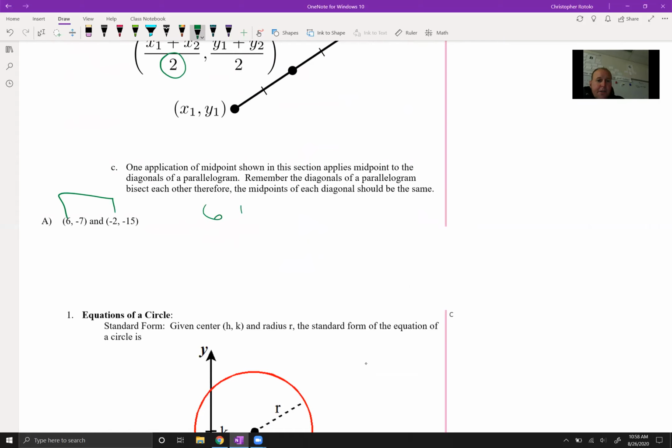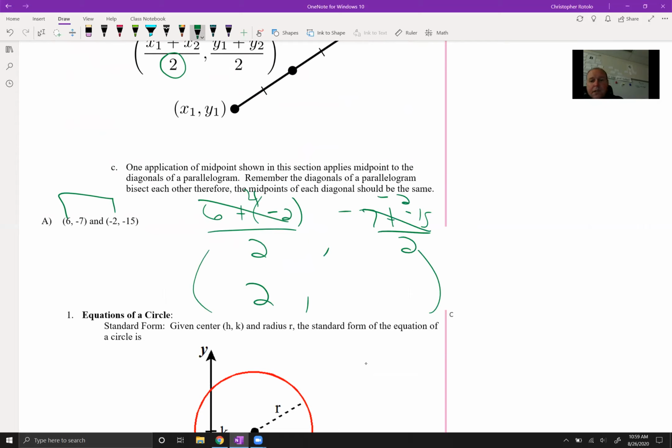So it would technically look like 6 plus -2 divided by 2. And since it is a midpoint, my answer should look like a point. So this is going to get me to 4 over 2, so I get 2. Here you get -7 plus -15 over 2. Again, I'm putting a comma in. So that's -22, so -11. So the midpoint between there is (2, -11). And we could always go ahead and draw this out on the coordinate plane, so you can double check those.